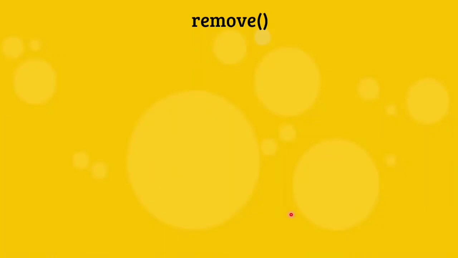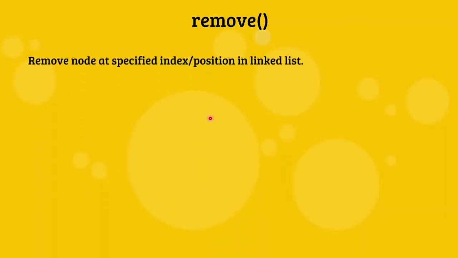Once we are done with the insert method in doubly linked list, it's time to start with the remove method in doubly linked list. Here, the remove method removes the node at the specified index in the linked list. And this remove method works exactly the same as it was working in the singly linked list.